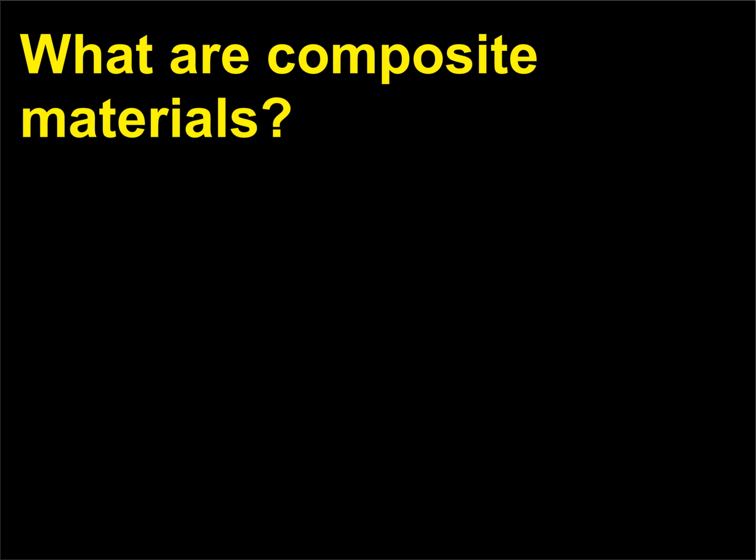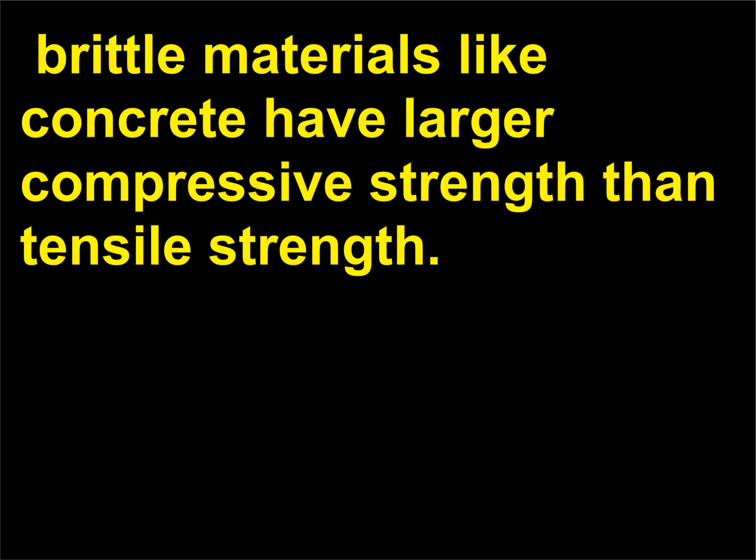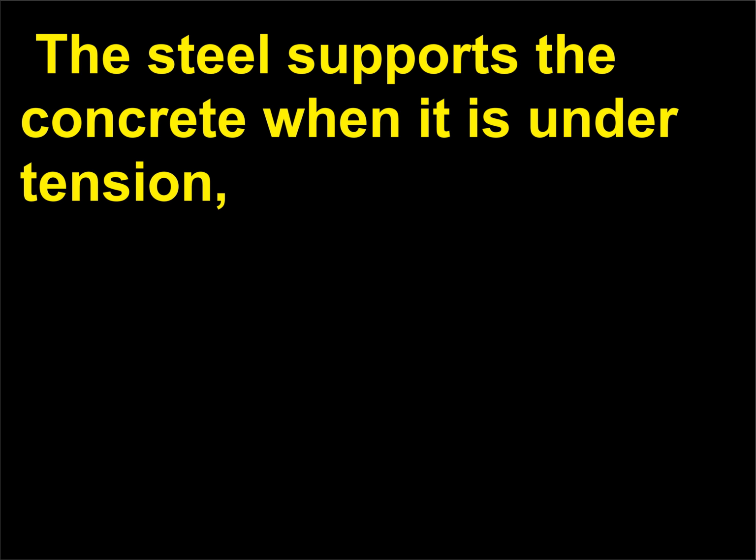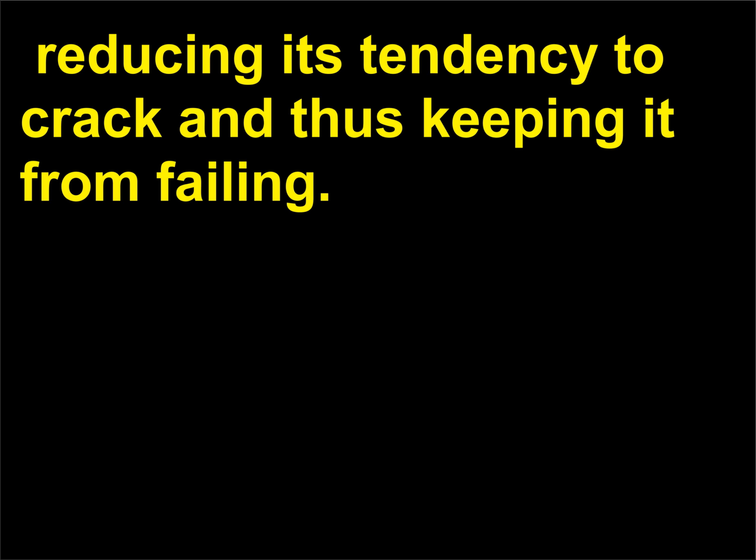What are composite materials? As was mentioned above, brittle materials like concrete have larger compressive strength than tensile strength. For that reason, reinforcing bars, rebars, made of steel are embedded in concrete. The steel supports the concrete when it is under tension, reducing its tendency to crack and thus keeping it from failing.